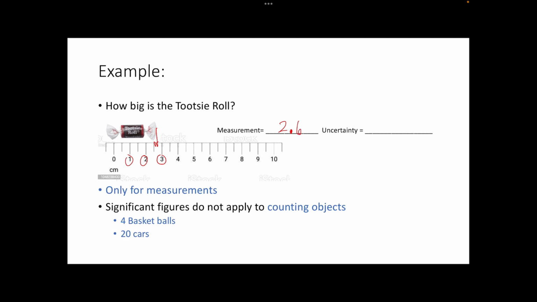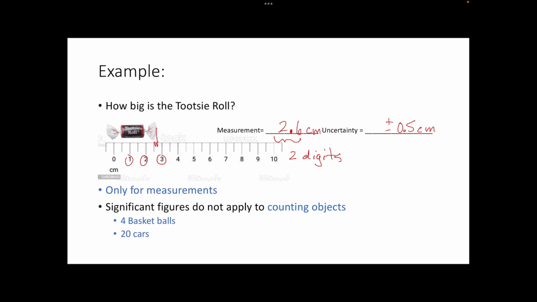Our uncertainty here, half of the smallest mark, is going to be plus or minus 0.5 centimeters. And these are centimeters, right? So how many digits do we know? Well, you can see our measurement right here is 2.6. So we know our measurement to 2 digits. So this number right here has 2 significant figures.